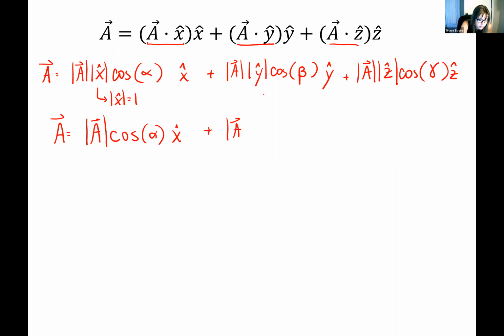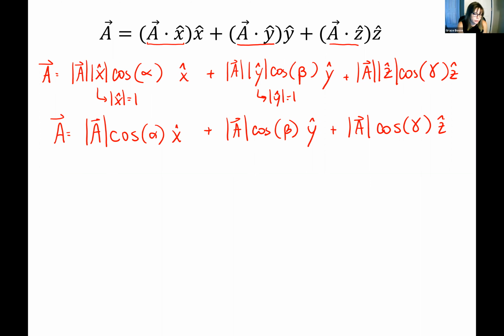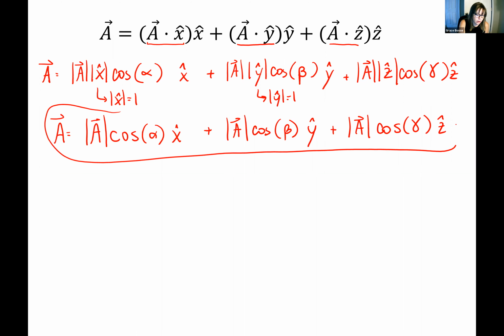Likewise, the norm of unit vector y is the number 1. So I just get the norm of vector A times the cosine of beta. And all of that's times y hat. And then in that last one, I get the norm of vector A times cosine gamma times z hat. So this is what I call the second generic expression for a vector in component form.